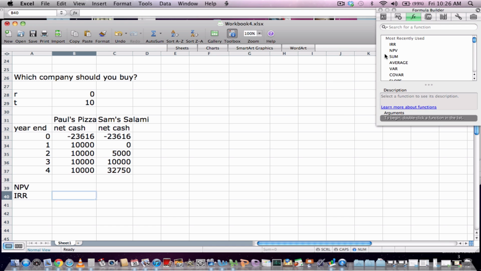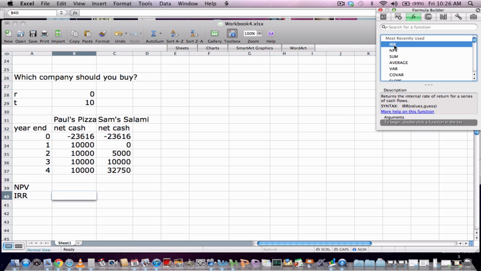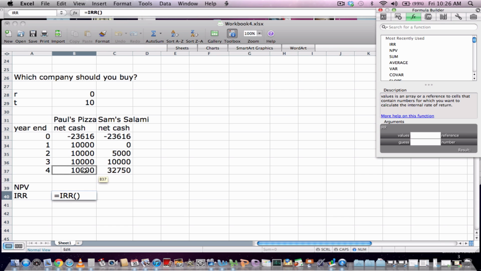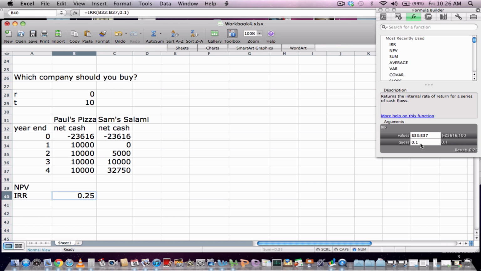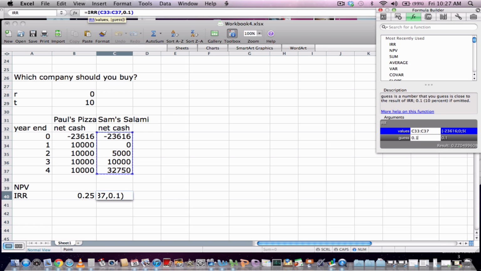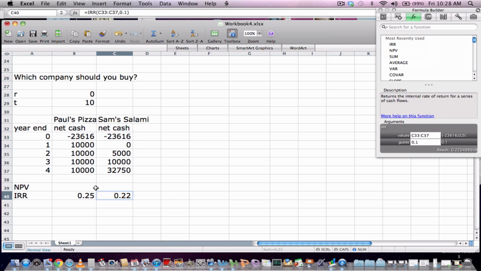Okay, so now we will calculate the internal rate of return. Again, double click, highlight all cash flows, do our guess, and this business has a 25% rate of return. Now compare that to Sam's Salami. Highlight cash flows, do our guess. Sam's Salami has returned a rate of 22%. Now, given these two numbers, you might think that it is a better idea to invest in Paul's Pizza.